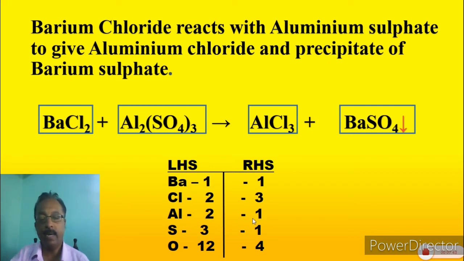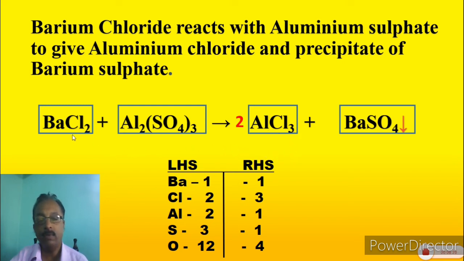So let us check. On the left hand side there are 2 atoms of aluminium, and on the right hand side there is 1 atom of aluminium. So on the right hand side I'll have to make 2. What should I do here? I cannot write inside the box. Whatever changes I'm going to make, I'm going to write outside the box, in front of this aluminium. So by writing 2 here, aluminium will get balanced. But by writing 2 here outside the box, something has changed.